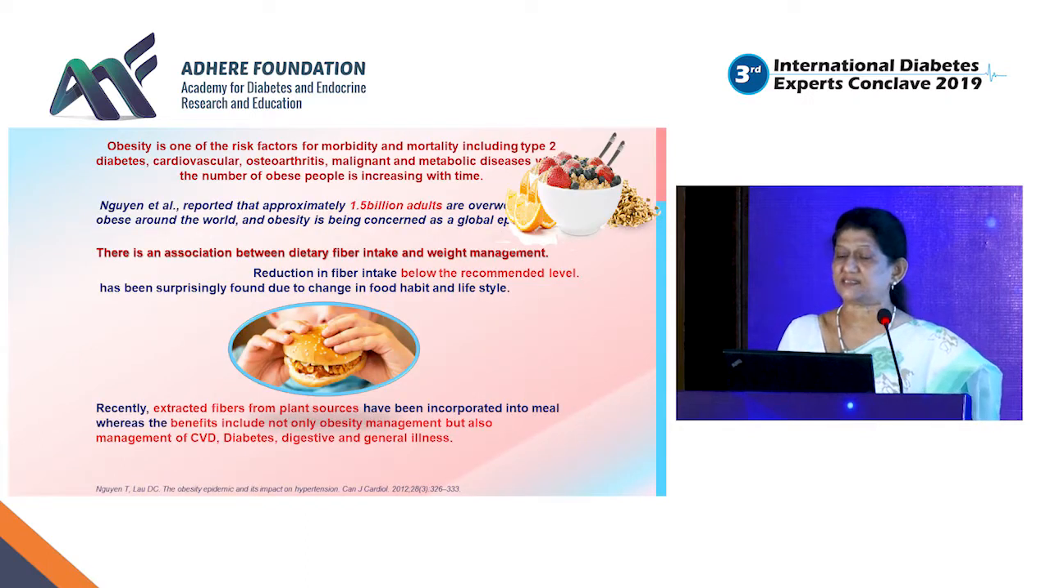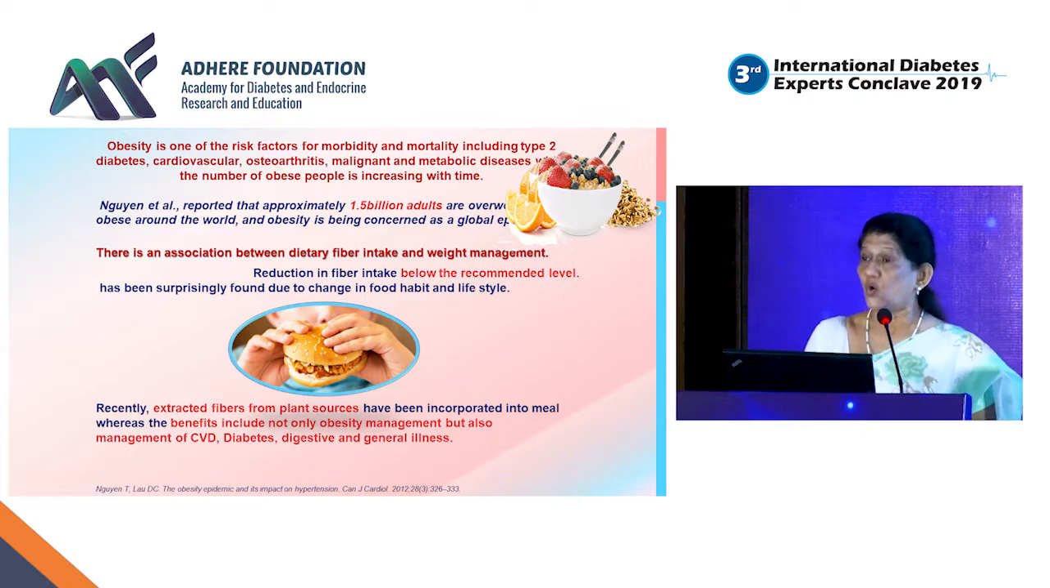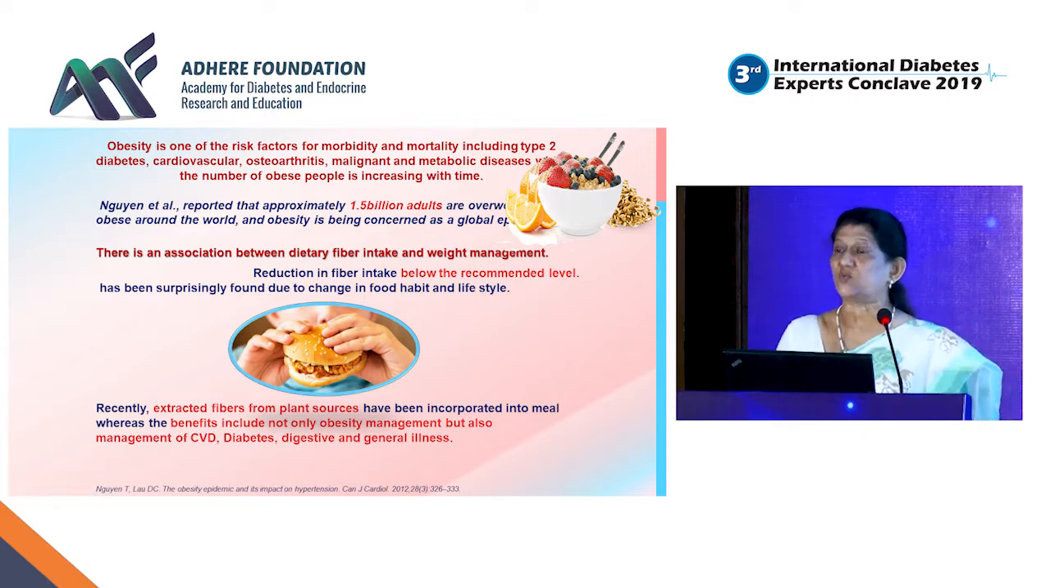So when we look at these risk factors, we all know that obesity is a 1.5 billion world epidemic, and in relation to this, the consumption of fiber has gone below the recommended level in recent years, and that is what is leading to these diseases. So what we are looking at is what was protecting us in earlier days from these diseases, and it was more of the plant fiber which was consumed by most of the people.